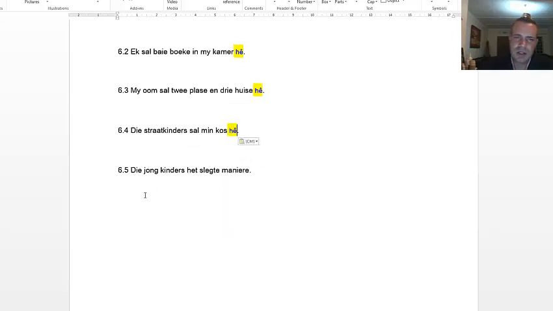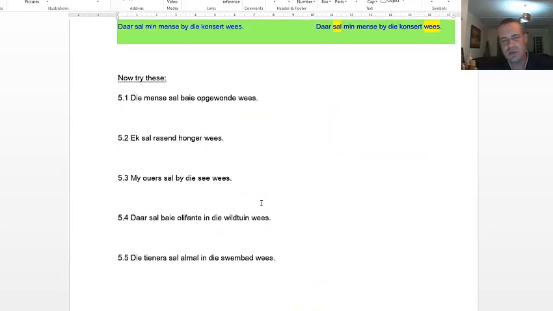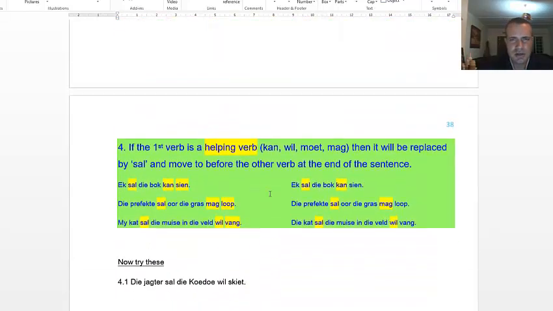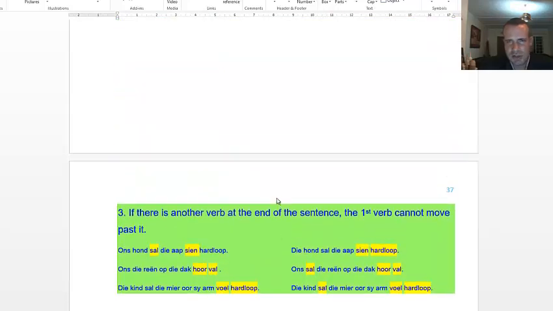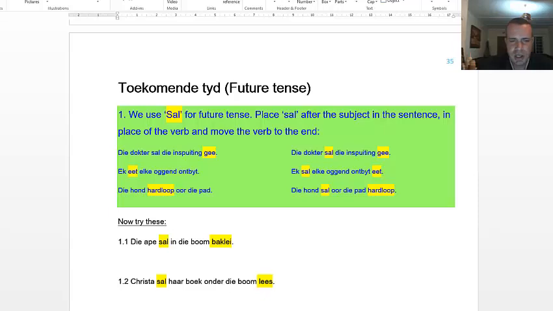Okay. Die jong kinders het slegte maniere. The young children have bad manners. Okay, they will have bad manners if their parents don't teach them to have manners. There you go. So die jong kinders sal slegte maniere hê. Right, so 6 rules. That'll get you nicely through primary school at least. Okay, then you'll get 1 or 2 extra ones in high school. And don't worry, there are books for when you get to high school to help you out. So I really hope these rules helped you nicely.